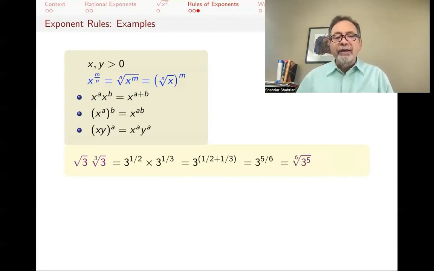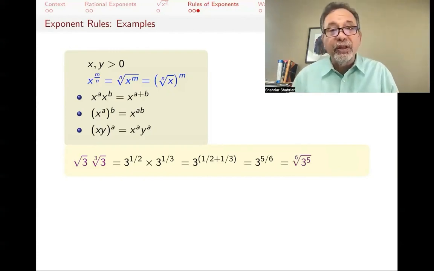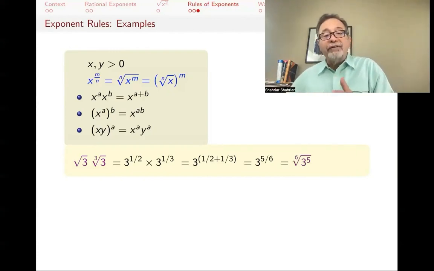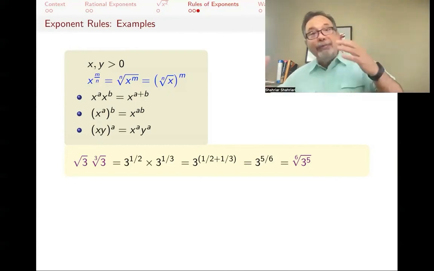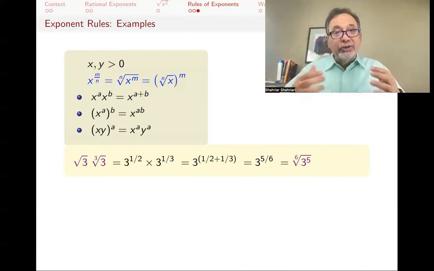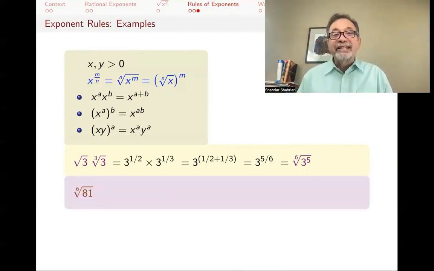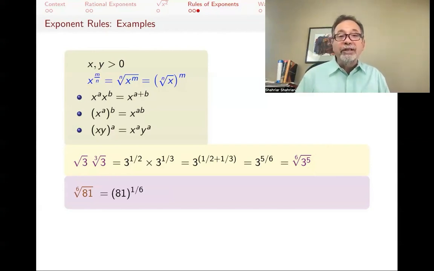And what does that mean? Well, that means the 6th root of 3 to the 5. So you multiply 3 by itself 5 times, then you find a number that if you multiply that by itself 6 times, you get 3 multiplied by itself 5 times. Can I simplify 6th root of 81? That means 81 raised to the 1/6.